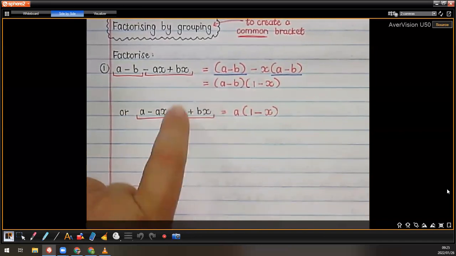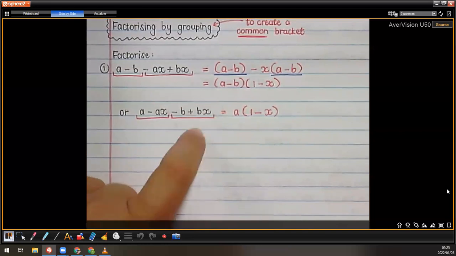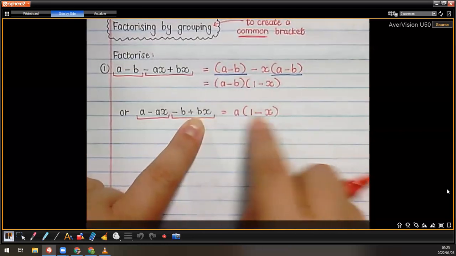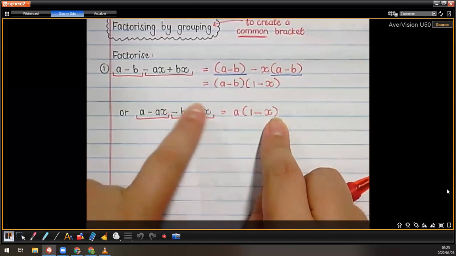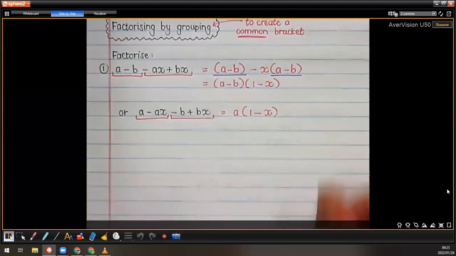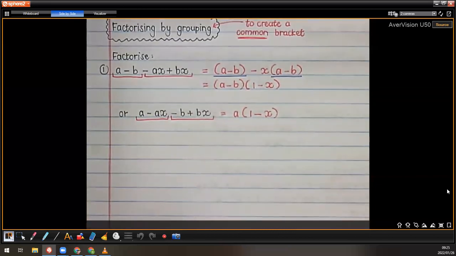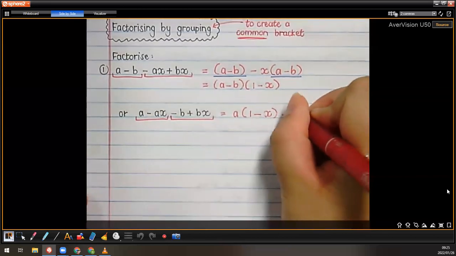For the second set of terms, terms 3 and 4, I'm going to take out B, but now again we need to get a 1 minus X bracket. We have a negative B plus BX. So what am I going to write in front of that B? Is it going to be positive B or negative B? Negative B, right? Negative B.